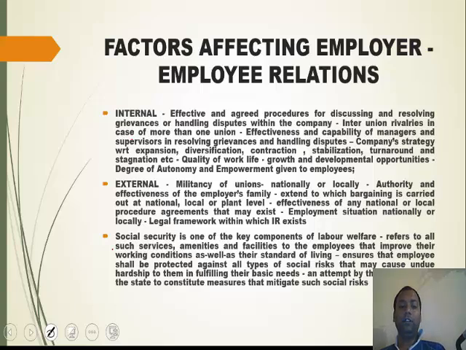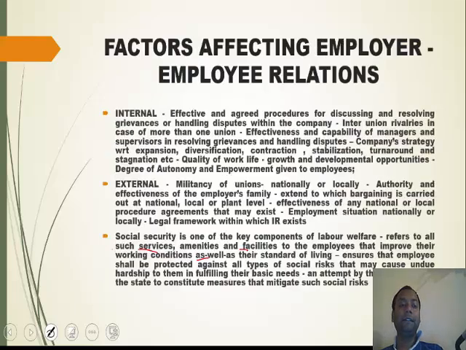Now, social security is one of the key components of labor welfare. It also decides industrial relations. It refers to all such services, amenities, and facilities to the employees that improve their working conditions as well as their standard of living. It ensures that employees are protected against all types of social risks that may cause undue hardship to them in fulfilling their basic needs. It is an attempt by the employer and the state to constitute measures that mitigate such social risks.